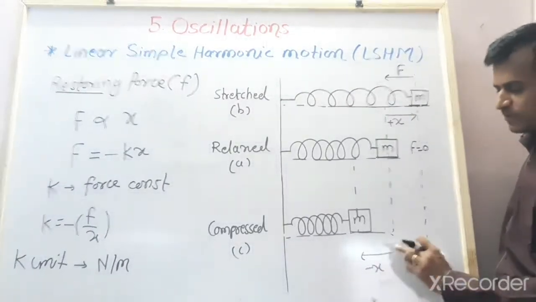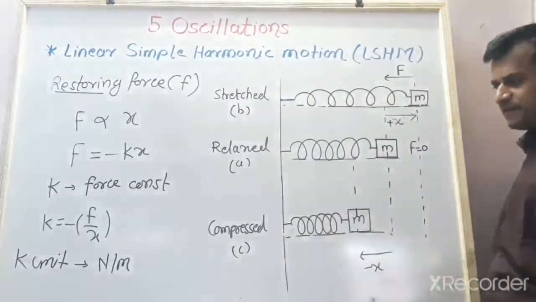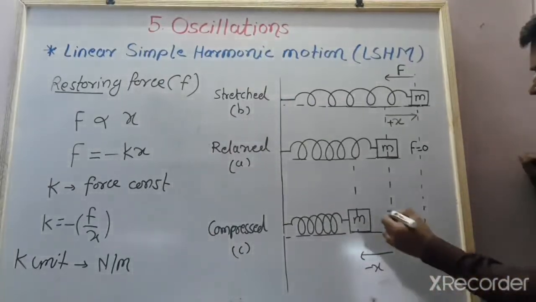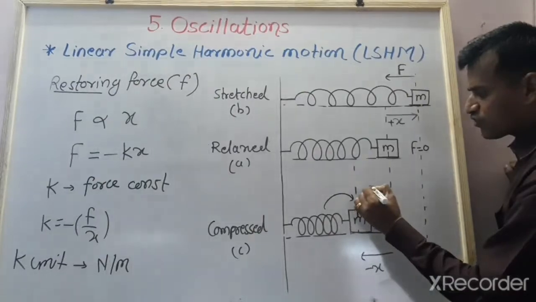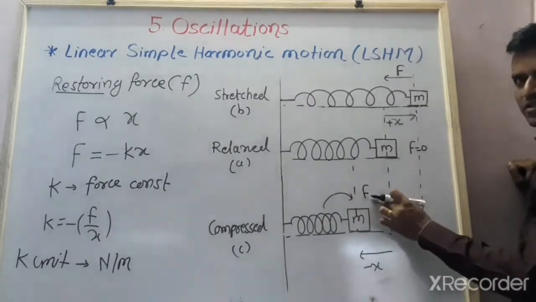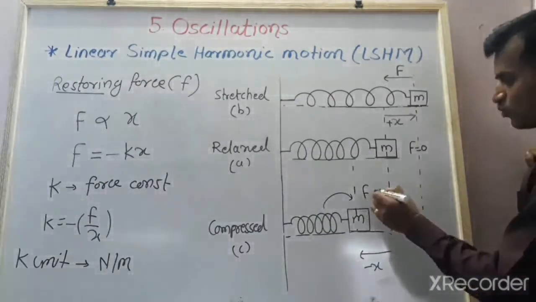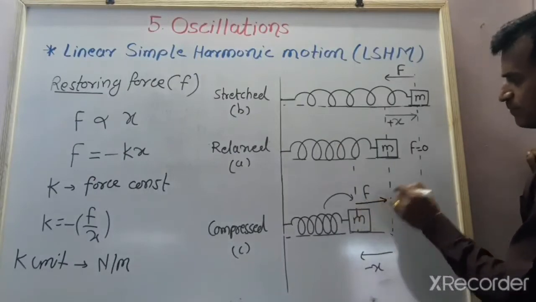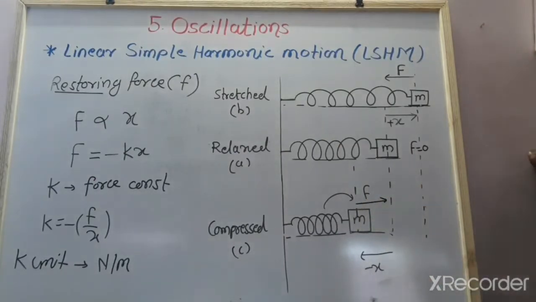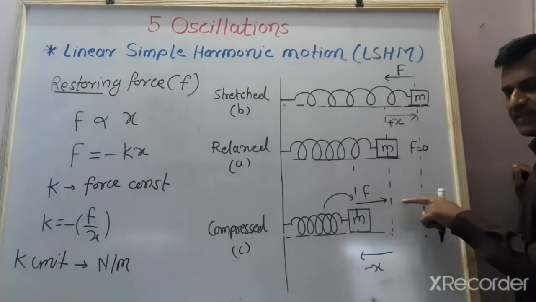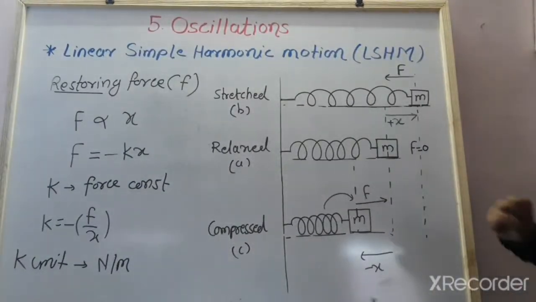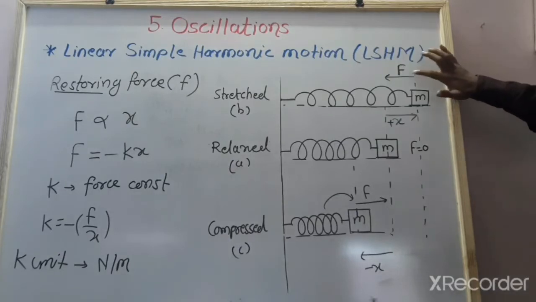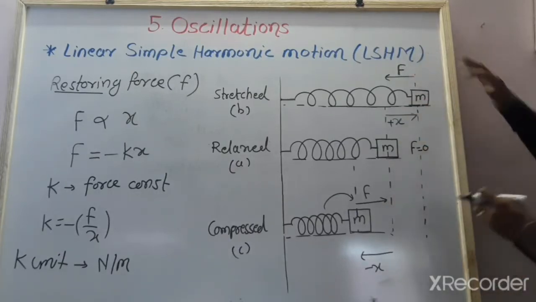x is the displacement from its mean position toward the left side. What happened again? This spring exerts a force on the block, and this force tries to pull it towards its mean position. तो त्याच्या mean positionला काय करेल, आणण्याचा प्रयत्न करेल त्या ब्लॉकला. मग in both the cases, the common point is that the force is always directed toward the mean position.